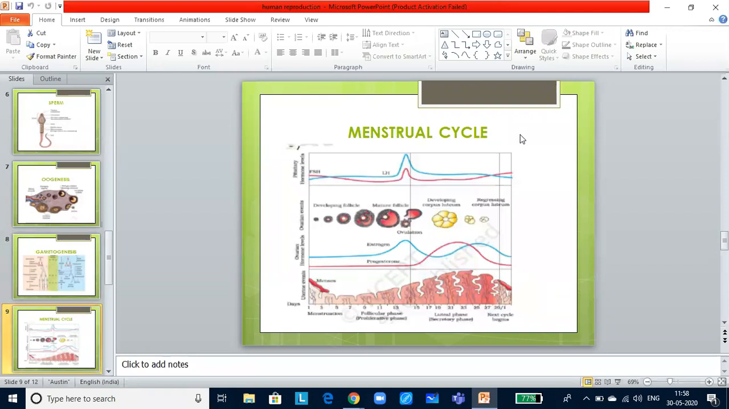Now let us look into the menstrual cycle. The cyclical changes that occur in the reproductive organs of primate females are called the menstrual cycle. In non-primates, it is called the estrous cycle, which I explained yesterday. The onset of puberty is called menarche. The events in a menstrual cycle can be studied under four phases: menstrual phase, follicular phase, ovulatory phase, and luteal phase. Now let us look at the menstrual phase. It lasts for 3 to 5 days. It results from the breakdown of the endometrial lining of the uterus and its blood vessels.